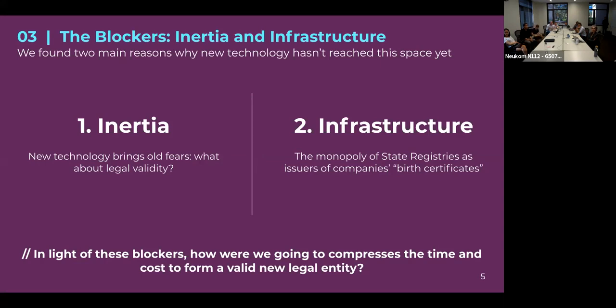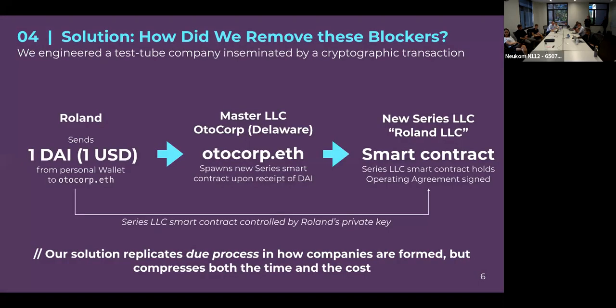So we set ourselves this task of how we are going to remove these blockers. How are we going to compress the time and the cost to form a valid new legal entity? It was an internal project that we just thought would be fun to do. And the way we've done it is when we came up with a key insight.